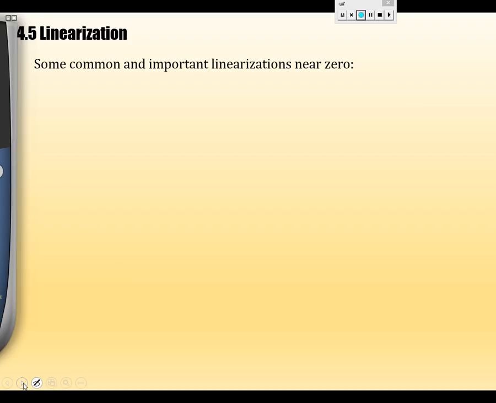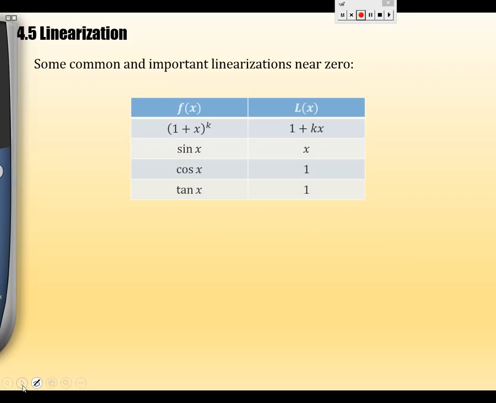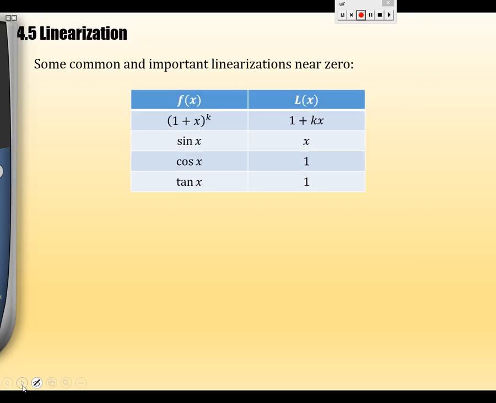Not necessarily concave down everywhere, but certainly concave down at that point. Maybe it goes up and down later. We don't know. But here are some linearizations just for fun. The one we just did is this one right here with k equal 1/2.